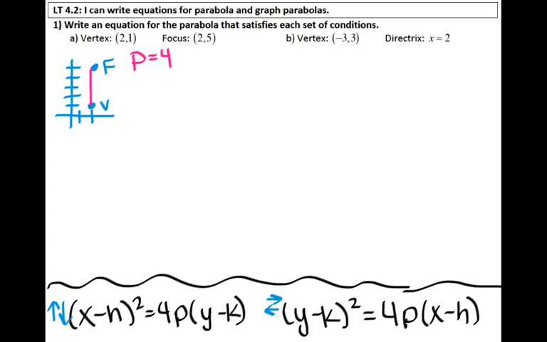The parabola always opens towards the focus, so this one is opening up. Now if your parabola were opening down or to the left, you would have to make p negative, but you don't have to do that for this one because it's opening up.